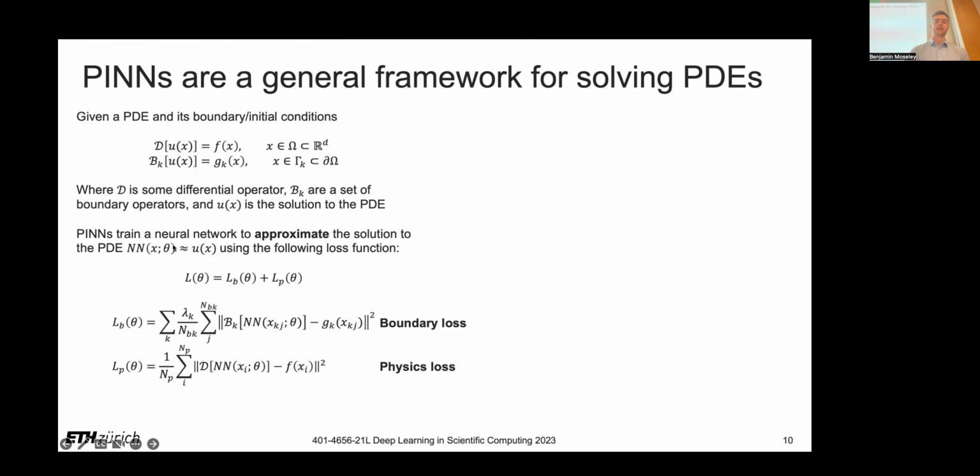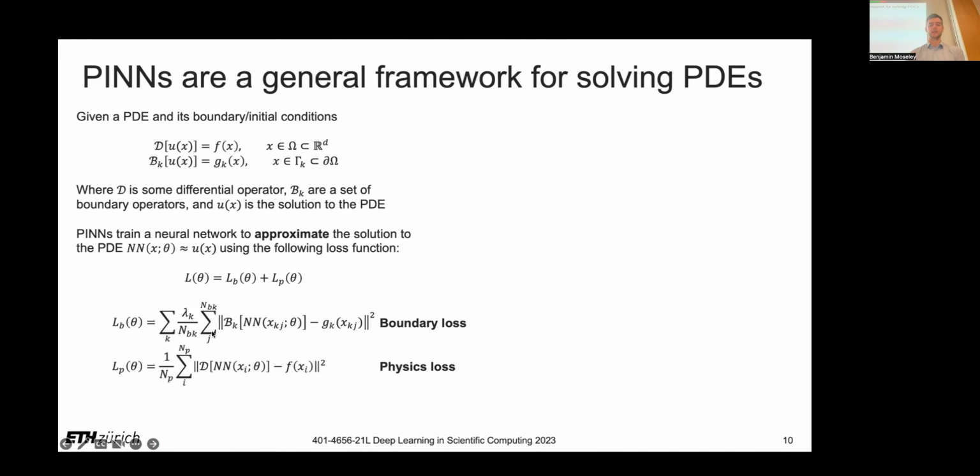The PINN, as I said, is just training a neural network, which is also a function of the input coordinates x and has these parameters, and it approximates the solution to the PDE. We have a loss function, and now I'm going to call this the boundary loss. Before, this was the supervised loss. This is where we need examples of the solution on the boundary as our supervised loss. And then the physics loss is minimizing the residual of the PDE as I described before.